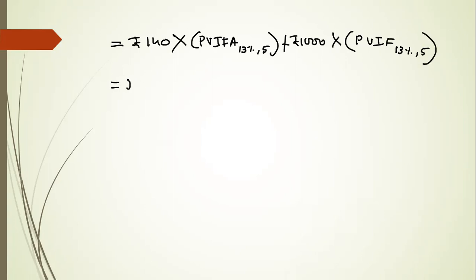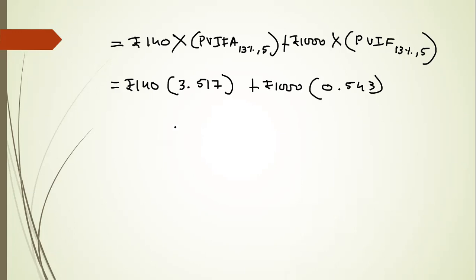So it is equal to rupees 140 into present value interest factor annuity 13% for 5 years. From the table, if we take the value, it will be 3.517, plus rupees 1000 into present value interest factor 13% for 5 years. From the table we get 0.543. Okay, so simplifying this, so we get the value.